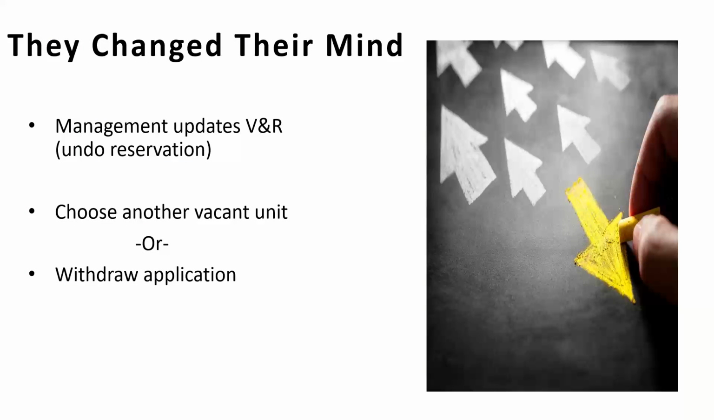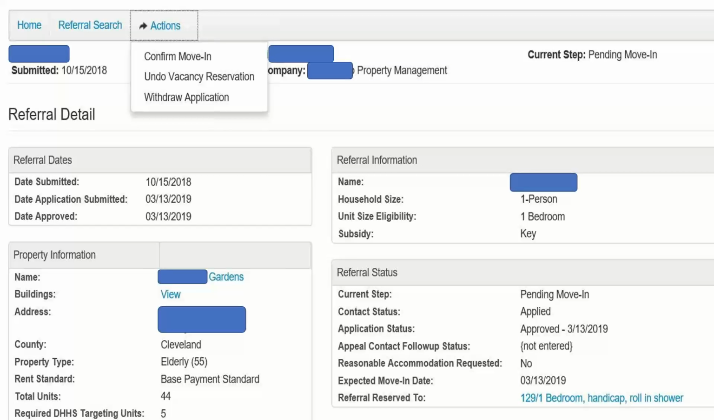Once you've entered this information, should the applicant change their mind, you do need to update the system. You have the option to undo the reservation and maybe choose another unit because they decided they wanted to move to another unit, or you will withdraw the application because they've changed their mind and will not be moving to your property. Again, you're doing this under the Actions tab in Vacancy and Referral, where you undo the vacancy reservation or withdraw the application.